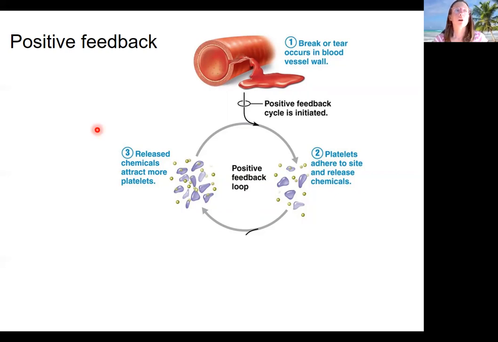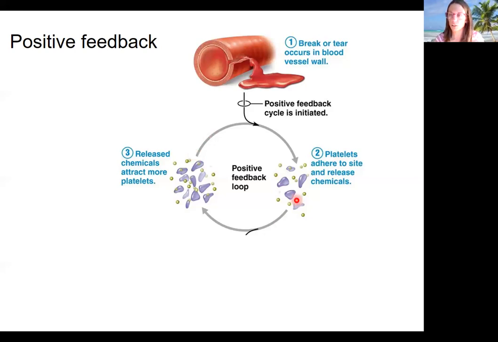So here we've got a break in the blood vessel wall that's going to initiate this feedback loop. We've got these platelet cells that are going to come and bind to that site of damage, and they're going to start releasing chemicals that attract more platelets. Why? We want help, right? There's bleeding going on. We've got to stop that bleeding. They're calling in more cells to come and adhere.